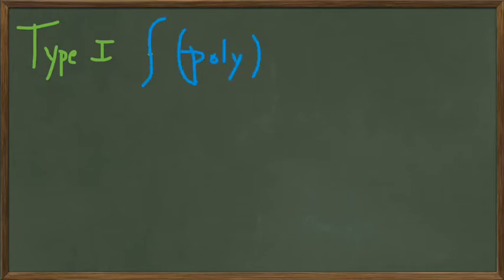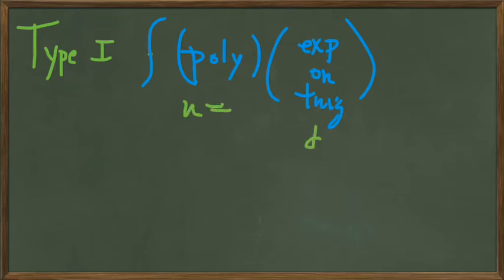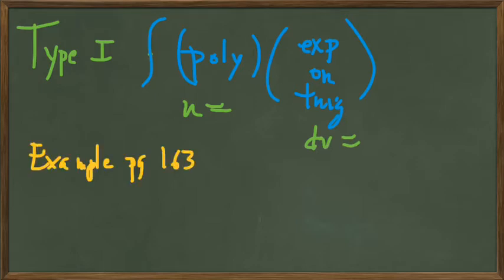So let's say that we have type 1 integration by parts when the integral is a polynomial function multiplied by either an exponential or a trig function. When we have an integral of that type, we can always set u equal to the polynomial function and dv equal to the exponential or the trig function. So let's do example 1 on page 163, the integral of x times cosine x dx.